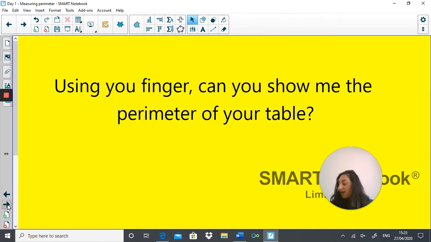So using your finger, can you show me how you would measure the perimeter of the table that you're working on? So where would you start measuring the perimeter from and where would you end your measurement? So if you can see this piece of paper, if I was measuring the perimeter of this piece of paper, I would start here, I would go all the way around there, down there, across there and up there, and that would give me the perimeter of that rectangular shape. Good.